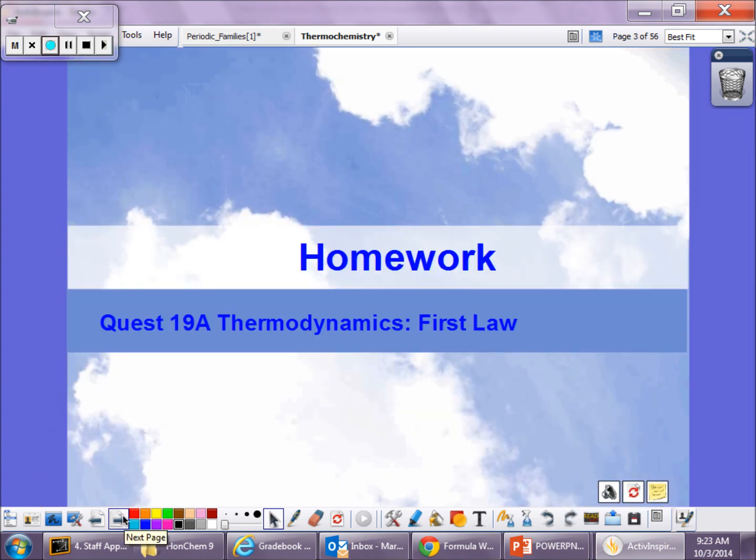For homework, you will be completing Quest 19A, Thermodynamics First Law. I already set one up for this unit for you. You have a 19A, a 19B, a 19C, and a fourth one. So I already set up 4 quests for you for this unit. For now, you can do only the first one. And I need you to work on your pre-lab. You will be doing your lab next block day.